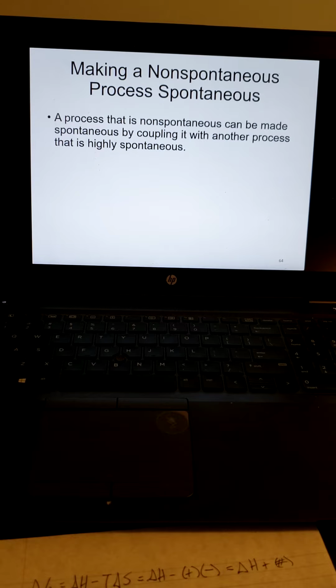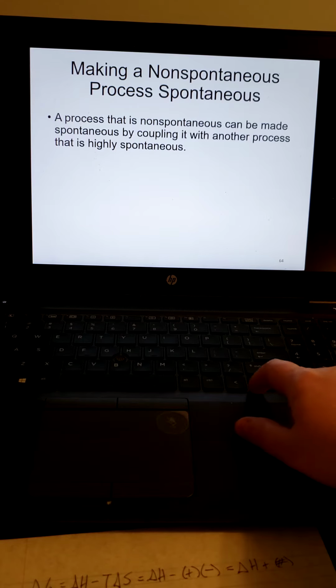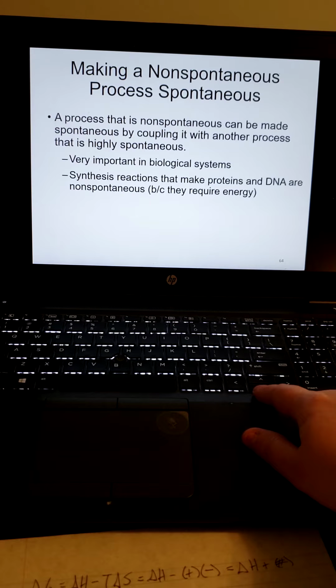All right, so we're going to start out by talking about how we can go about making a non-spontaneous process spontaneous. Because this is actually really important from a biochemistry perspective, because a lot of the processes that are necessary for human life, like production of ATP and stuff, on their own aren't necessarily going to happen because they have non-spontaneous components. But how the body gets around this is it couples non-spontaneous reactions with spontaneous ones.